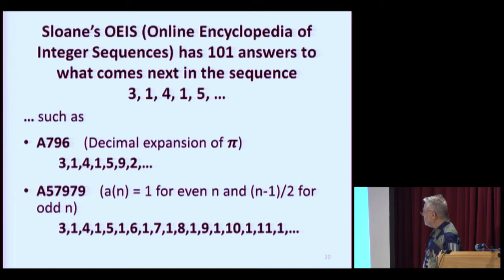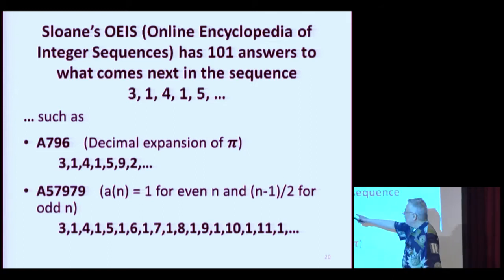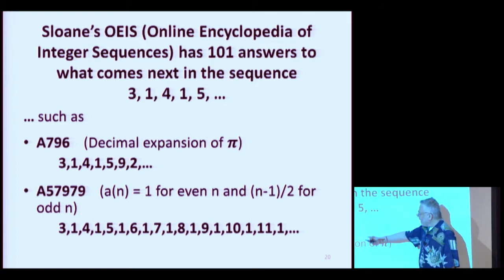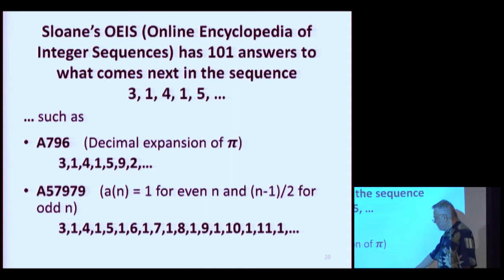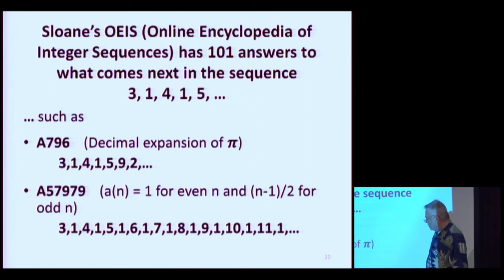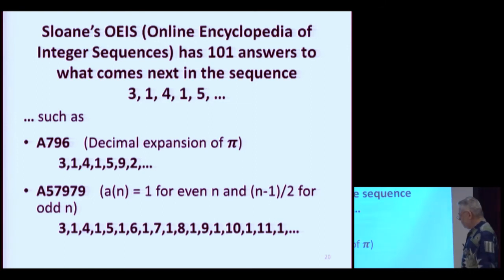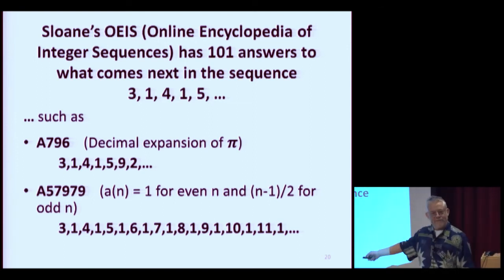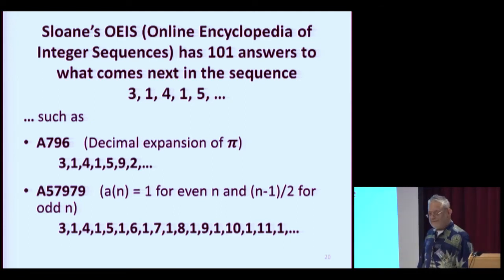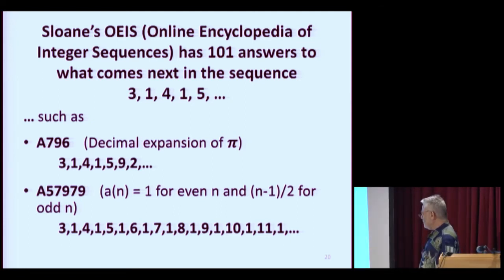Okay. So here's the decimal expansion of pi. By the way, this one can be the decimal expansion of pi. That comes up before this next one, which he put in after I told him, well, 3 1 4 1 5 1 6 1 7 1. That's a 10-second sequence. Stuck it in: 57,979.